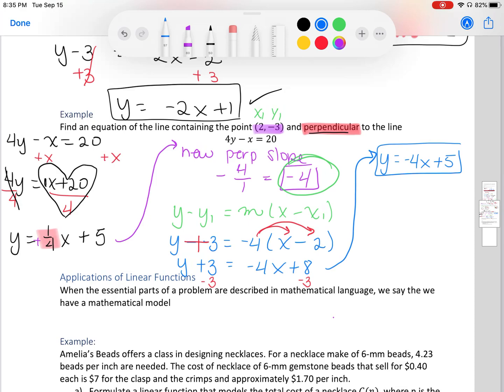And there we have it. We create a line that's perpendicular to our given equation that contains the point (2, -3).